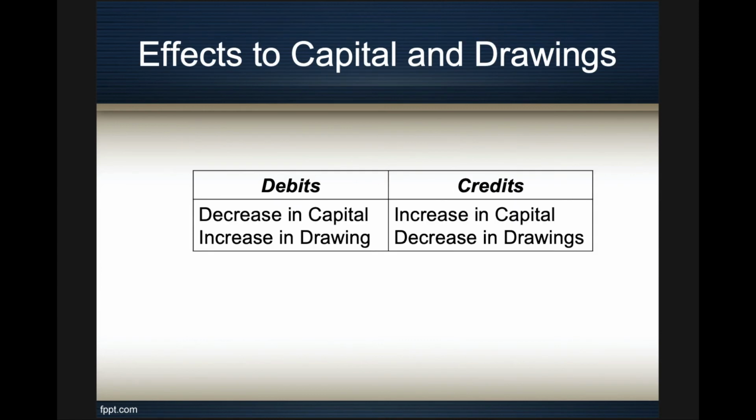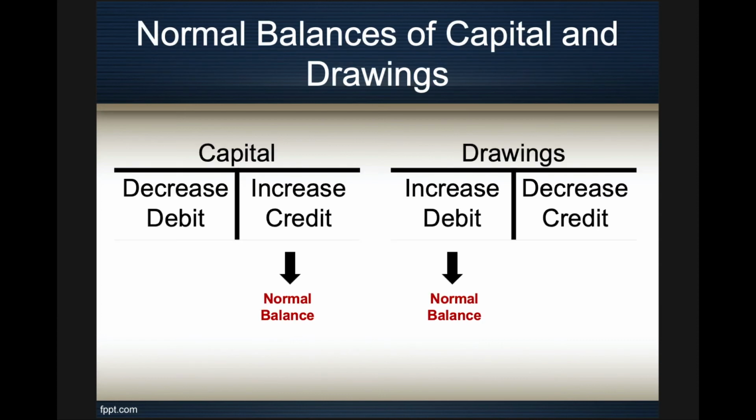Now let's proceed to capital and drawings. So all the debits are recorded if there is a decrease in capital and an increase in drawings. And on the other hand, you record that to credits. Let's look at their normal balances.